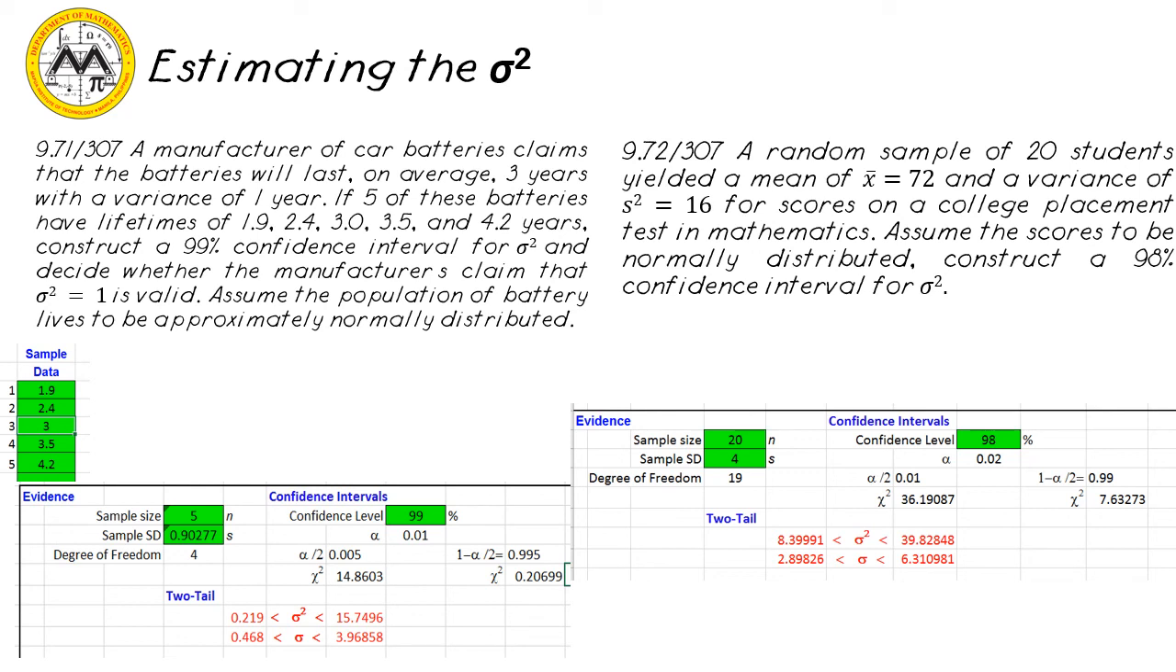As a question, is sigma squared equal to 1 valid? To answer that, we are just going to check whether 1 is in the interval. Since 1 is between 0.214 and 15.75, we can assume that the variance is equal to 1. While in the second example, the variance cannot be assumed to be equal to 1. It is 16, so it should be close to 16.